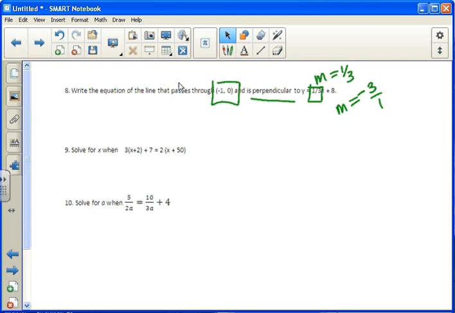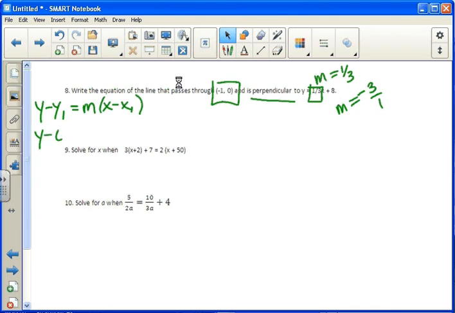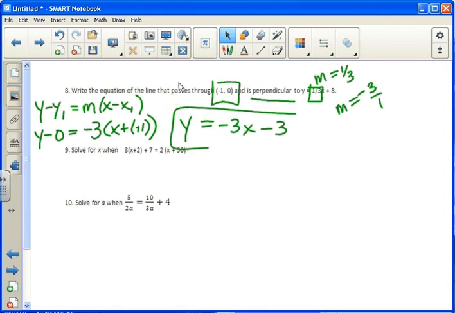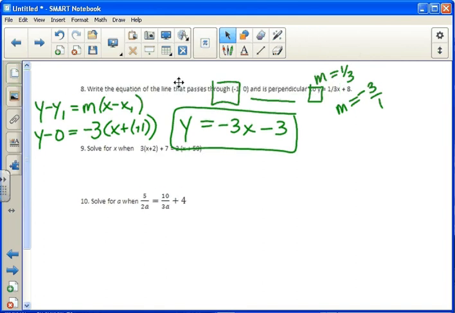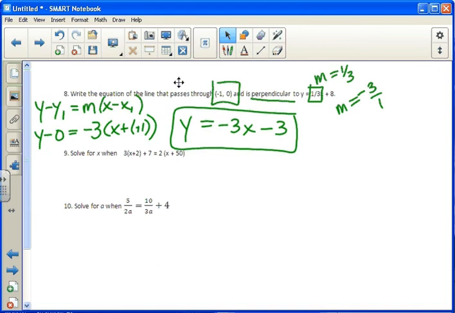So now we can use the point slope form and do y minus y1 equals m times x minus x1. Two negatives make a positive, so that's really x plus 1. And y minus 0 is just y, so we have y equals -3 times x, -3 times 1. So that gives us our answer for number 8. Sorry about that. Didn't mean to move the whole thing.